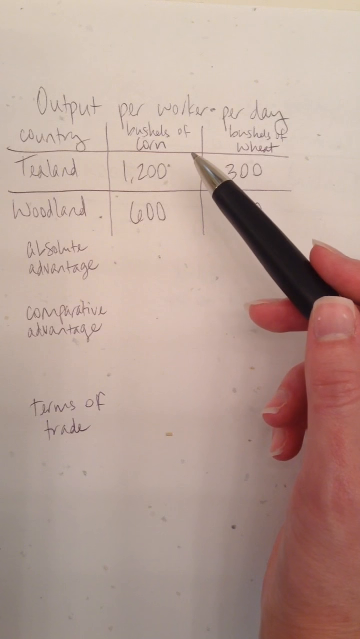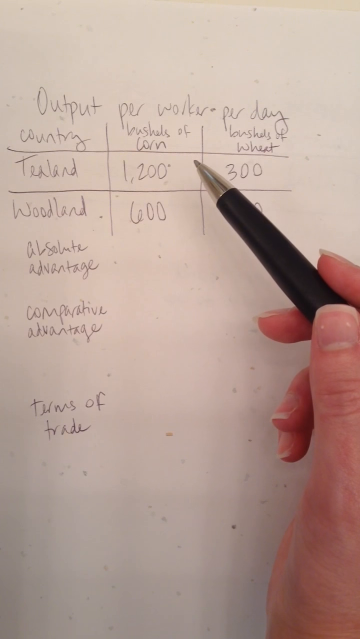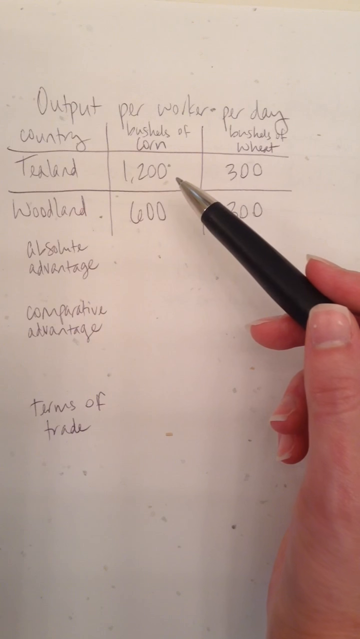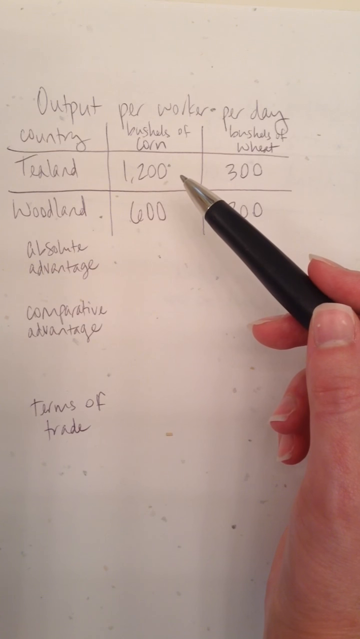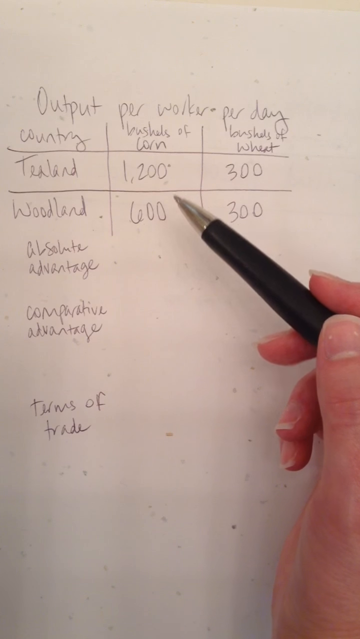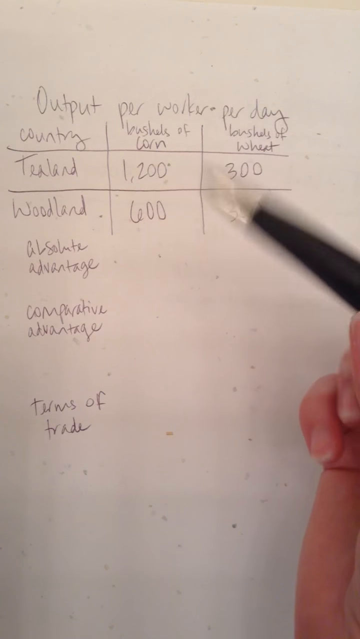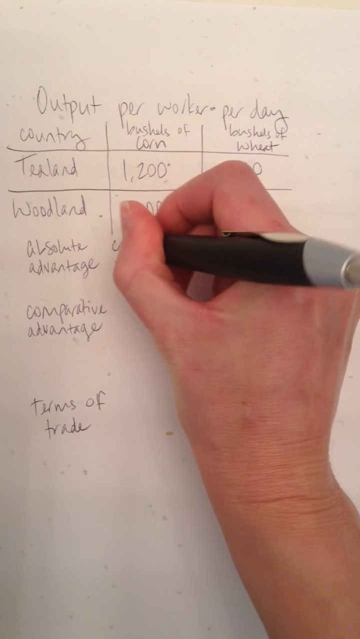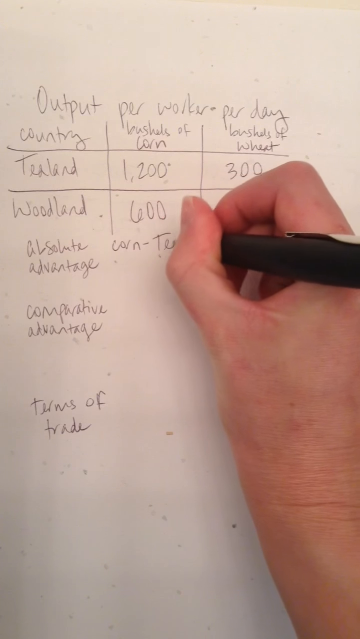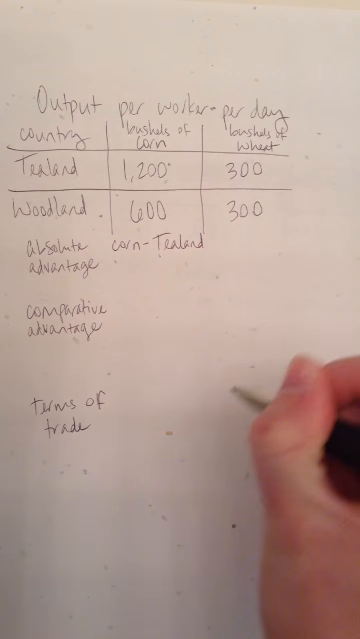So let's focus on corn first and see who can produce more. In this case, Tea Land can produce 1,200 bushels of corn per worker per day, whereas Woodland can only produce 600 bushels of corn. So that means that for that reason, Tea Land has the absolute advantage in corn production.